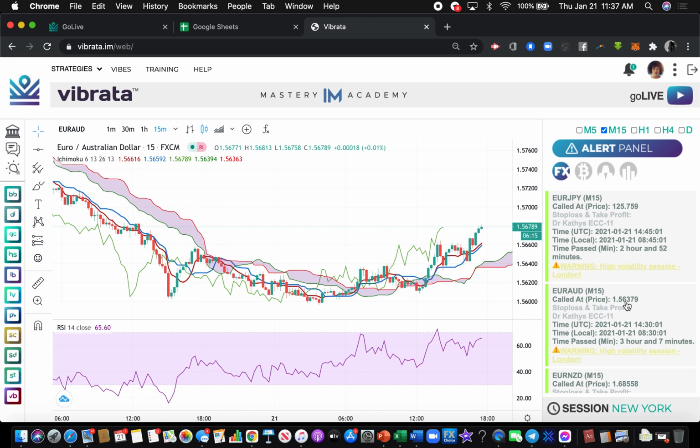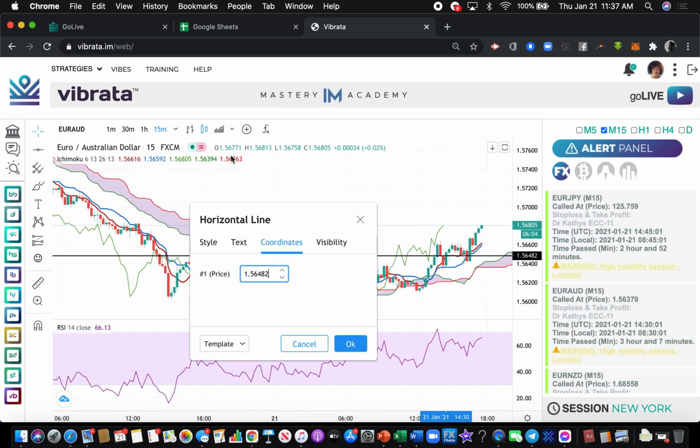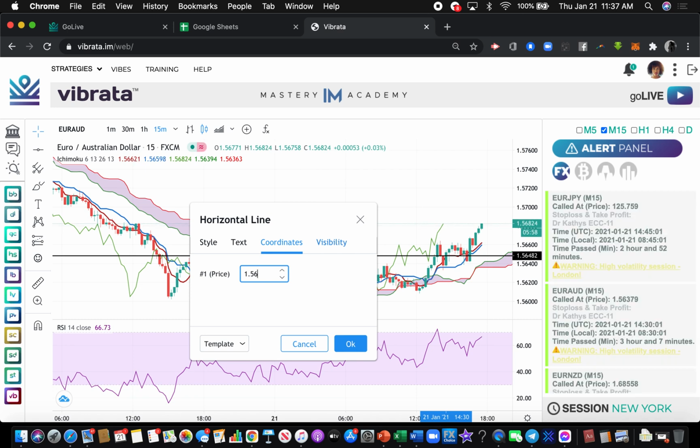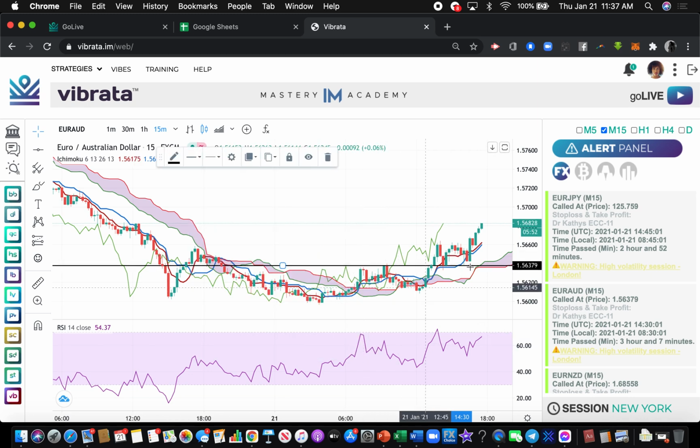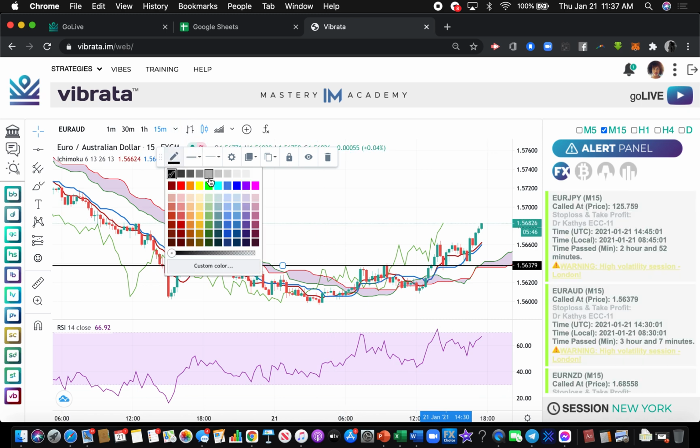So in this case, 1.56379. You would literally come over here, select horizontal, click anywhere on your chart, and then you'll hit your coordinates, and you're going to type that number in, 1.56379. Okay, so this is where price was called. Now you can change the color of this line to stand out however you need it to. On the old platform, I used yellow because the background was white, but now I'm using black mostly because it's white.